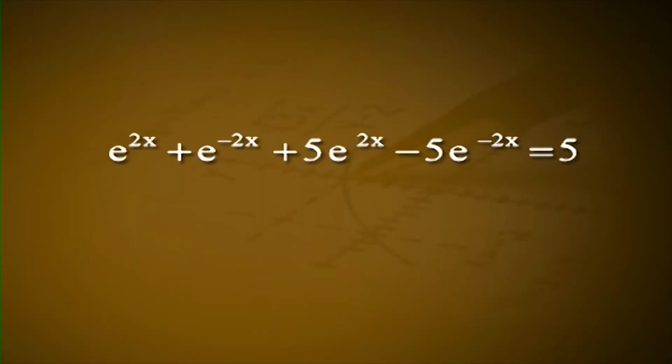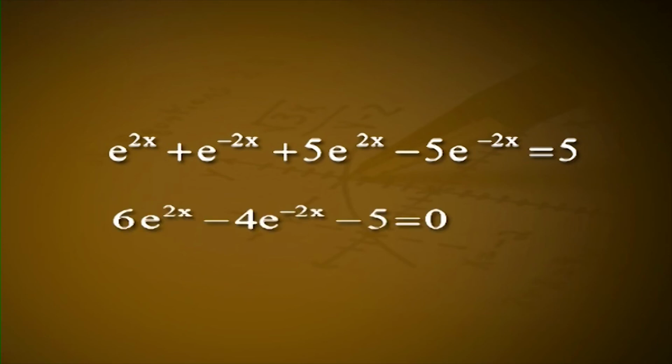Example 2. Solve 2 cosh 2x plus 10 sinh 2x is equal to 5. We have cosh 2x is equal to 1 by 2 times (e raised to 2x plus e raised to minus 2x), and sinh 2x is equal to 1 by 2 times (e raised to 2x minus e raised to minus 2x). Hence, the given equation becomes e raised to 2x plus e raised to minus 2x plus 5 e raised to 2x minus 5 e raised to minus 2x is equal to 5. That is, 6 e raised to 2x minus 4 e raised to minus 2x minus 5 is equal to 0.